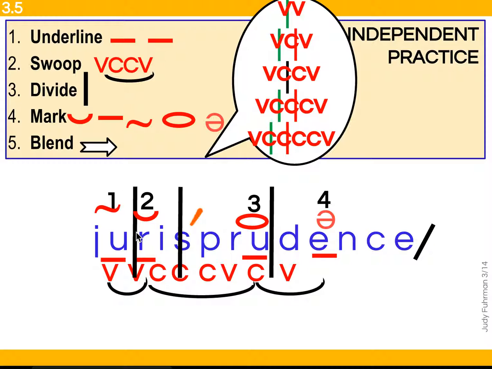Again, these marks are off. So this one, first syllable is between that R and the I. The next one is between the S and the P. And this one already is there between the U and the D.